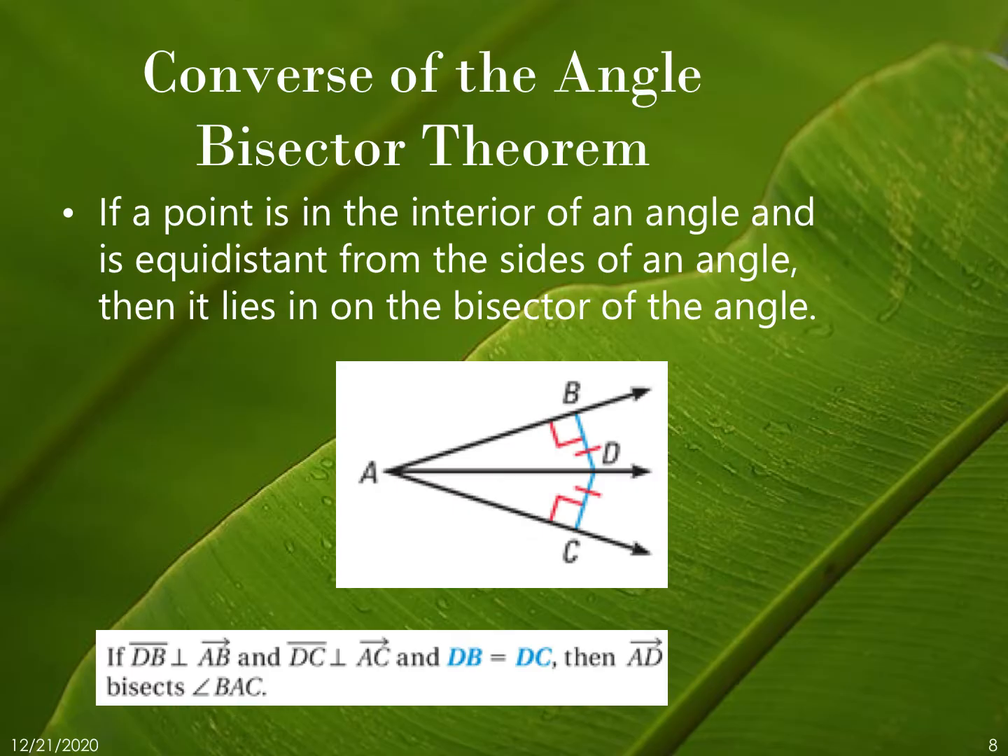The next slide has the converse of the angle bisector theorem. And again, remember we switched the if and the then. So this one says if a point is in the interior of an angle and is equidistant from the sides of the angle, then it lies on the bisector of the angle. So again, we're looking for those congruency marks on the distances as well as the right angle. And as soon as we can see that, then we know that this angle here, BAC, has been bisected, and then we can also conclude that we have congruency marks here.